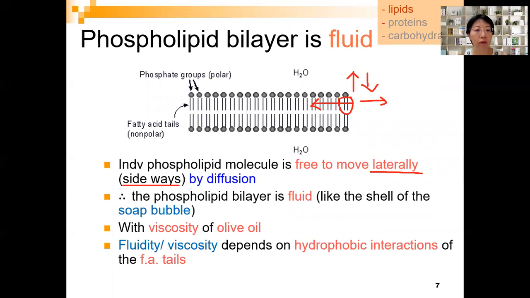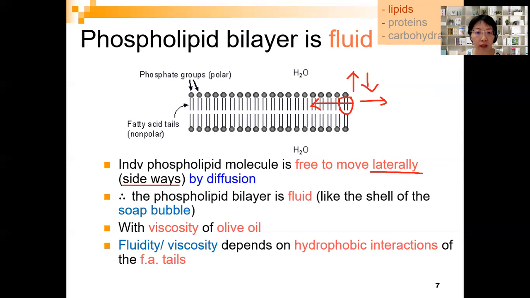So the fluidity or the viscosity depends on the hydrophobic interactions of the fatty acid tail. You see, water is sticky because of the hydrogen bonds between water molecules, causing them to be sticky. Now, for the phospholipid bilayer, the fluidity or the viscosity is how closely the phospholipid molecules can stick to each other. When they stick to each other more, they move less.